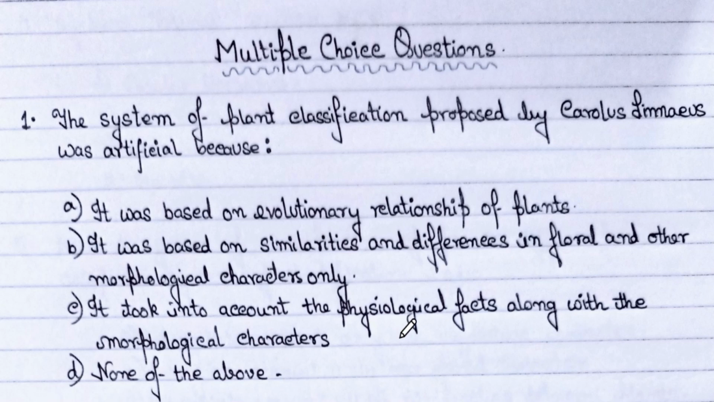Now point number B is a little bit tricky. It was based on similarities and differences in floral and other morphological characters only. But here the trick lies in the word only. It obviously took into consideration floral and other morphological characters, but also vegetative characters. So this only is the trick, and the final answer is none of the above.